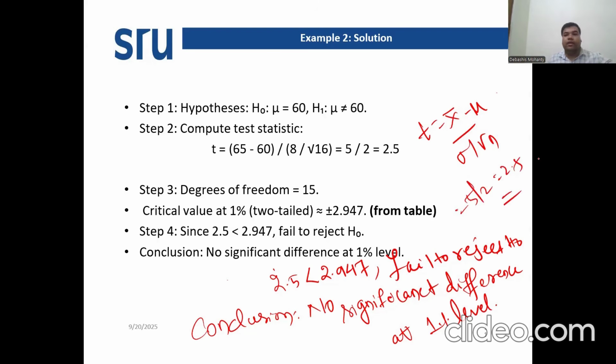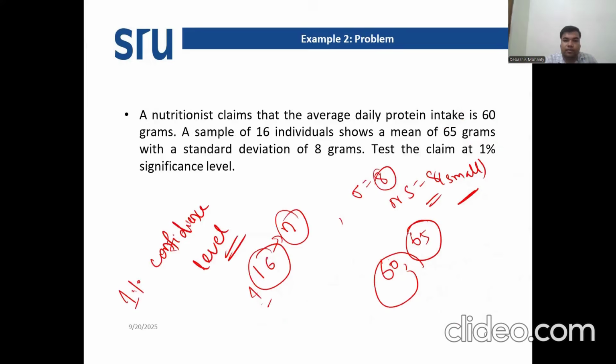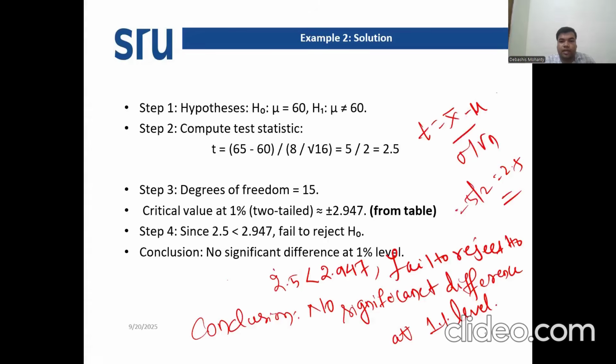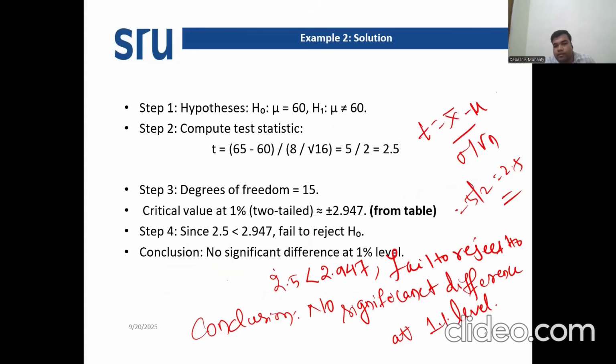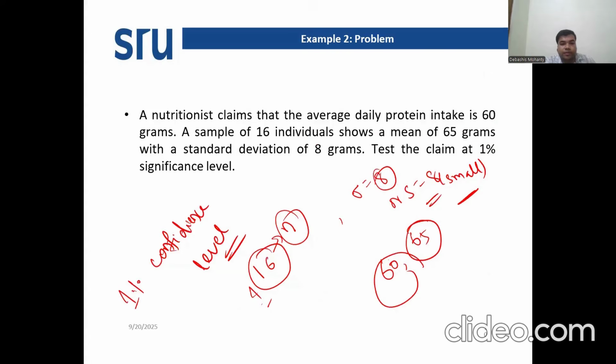After that, we have to calculate the degree of freedom. So how do we calculate the degree of freedom, students? n minus 1, that is 16 minus 1 is 15. And after calculating the degree of freedom, we have to calculate the critical value. Critical value means from the t table. So here you have to see how we calculate this critical value. How much are we getting? 2.947 means 1% level, and degree of freedom is 15.